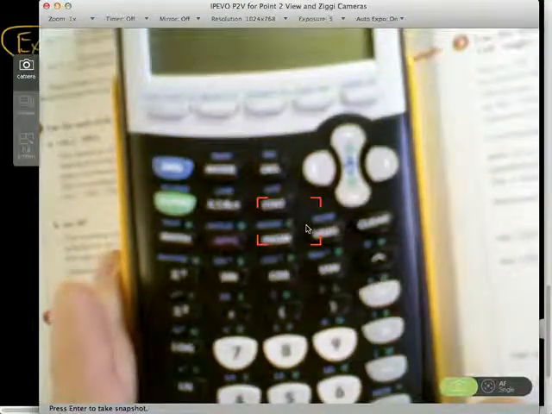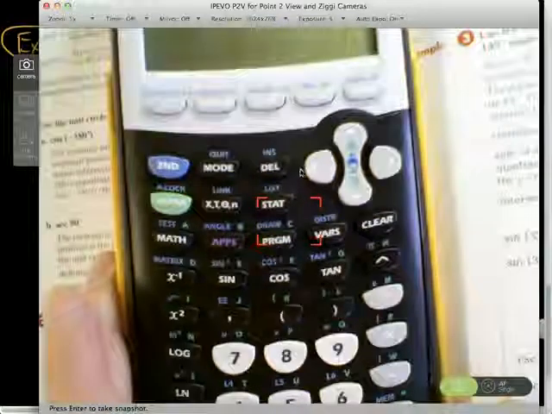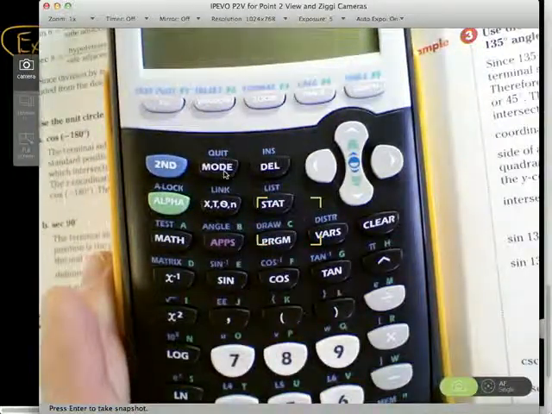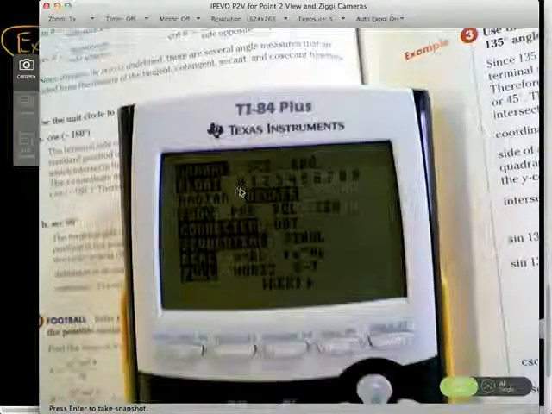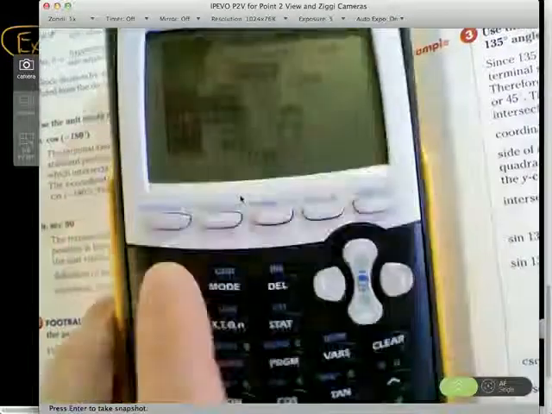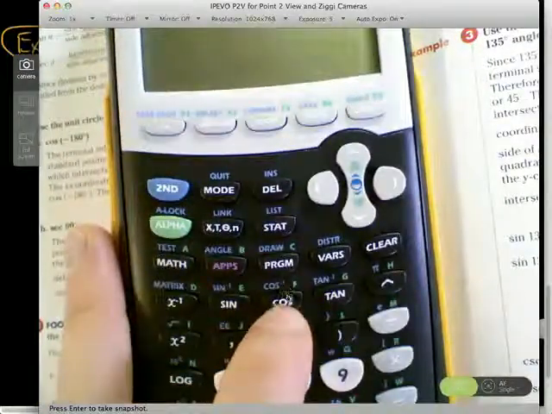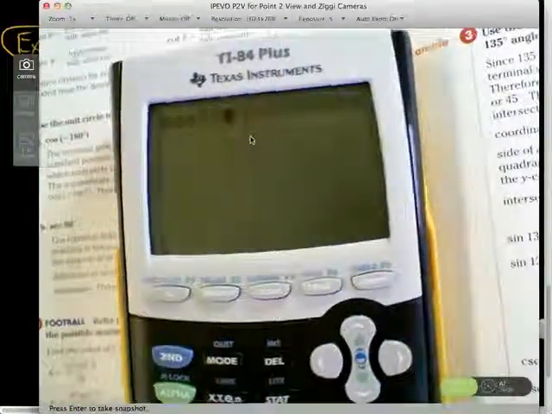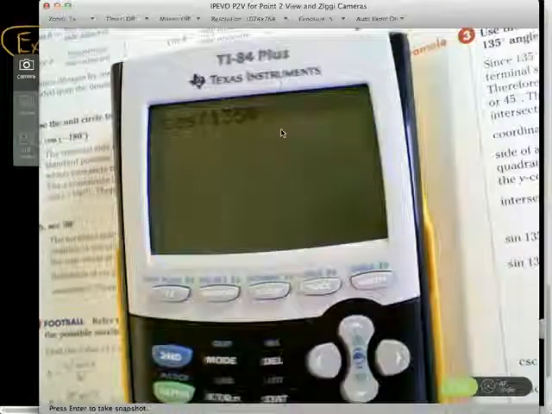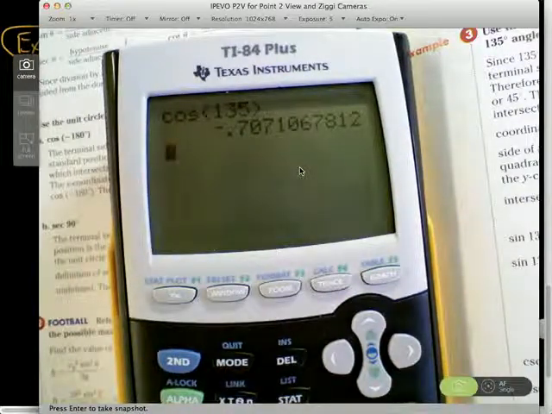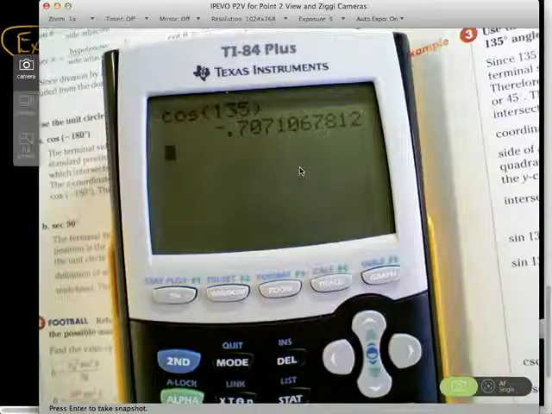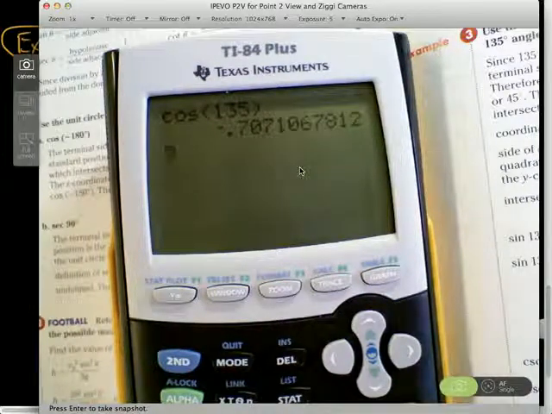But what I'm going to be able to do is make sure I hit mode here. All right, so I hit mode, and I make sure I'm in degree mode. So that's what I would do. And if I quit back out to the home screen, I'm going to hit cosine, the cosine button right there, and 135. And I could close those parentheses if I want to. And if I hit enter, I get negative 0.7071067812.